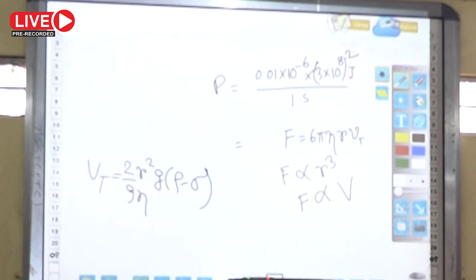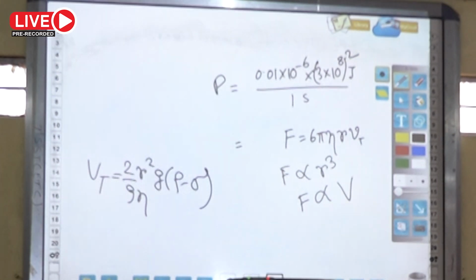So if volume becomes 8V, then force should be 8F, because nowhere it is mentioned that terminal velocity is taken constant. If terminal velocity is taken constant, in that case, the answer will be 2F.